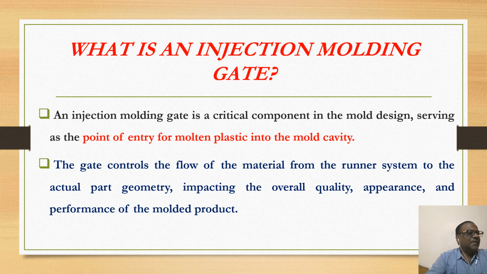And the location of the gate, the size of the gate, the shape of the gate, all these things will be decided by considering many factors. Some of those factors are the material, actually. The plastic material you are going to use to make the product sometimes decides what type of gate you have to use.